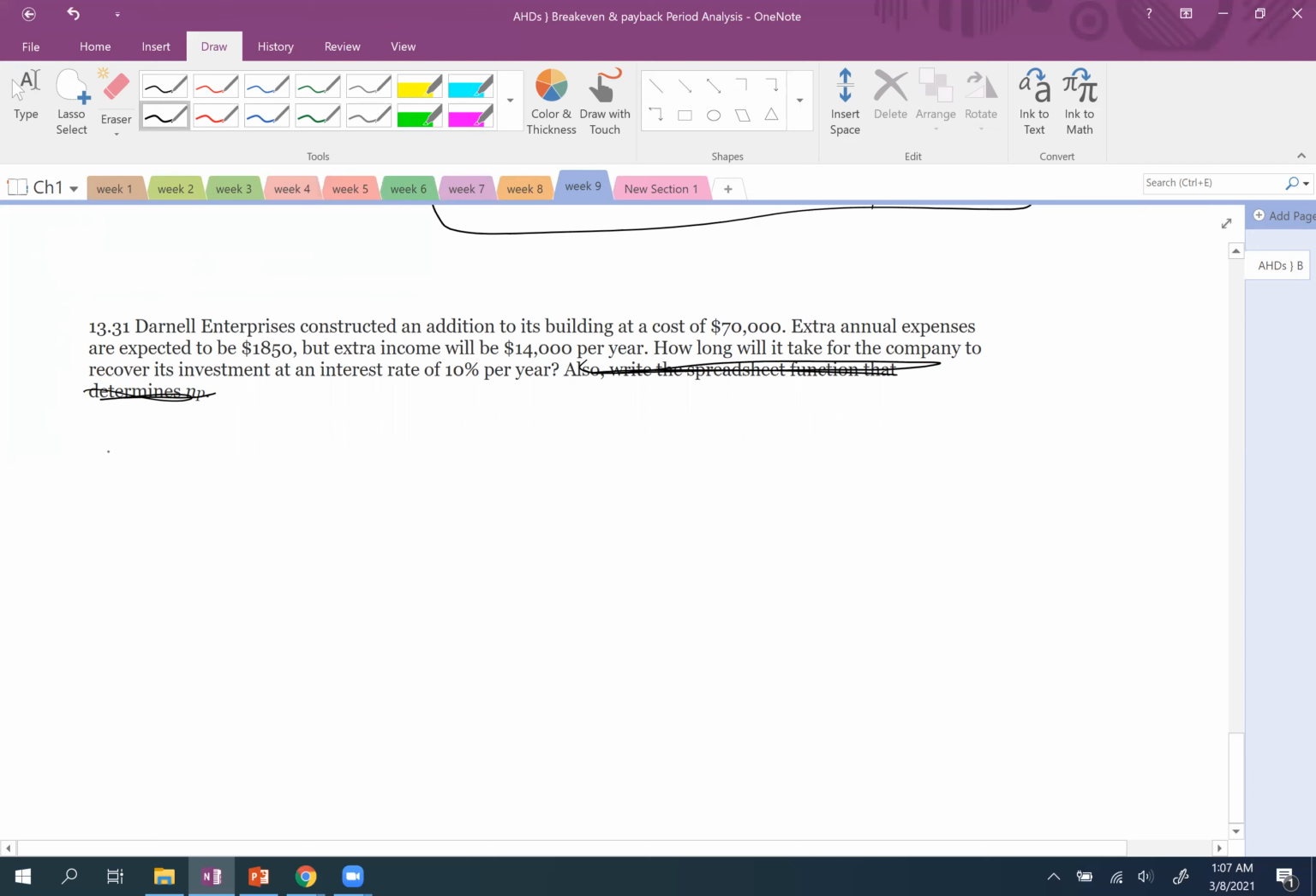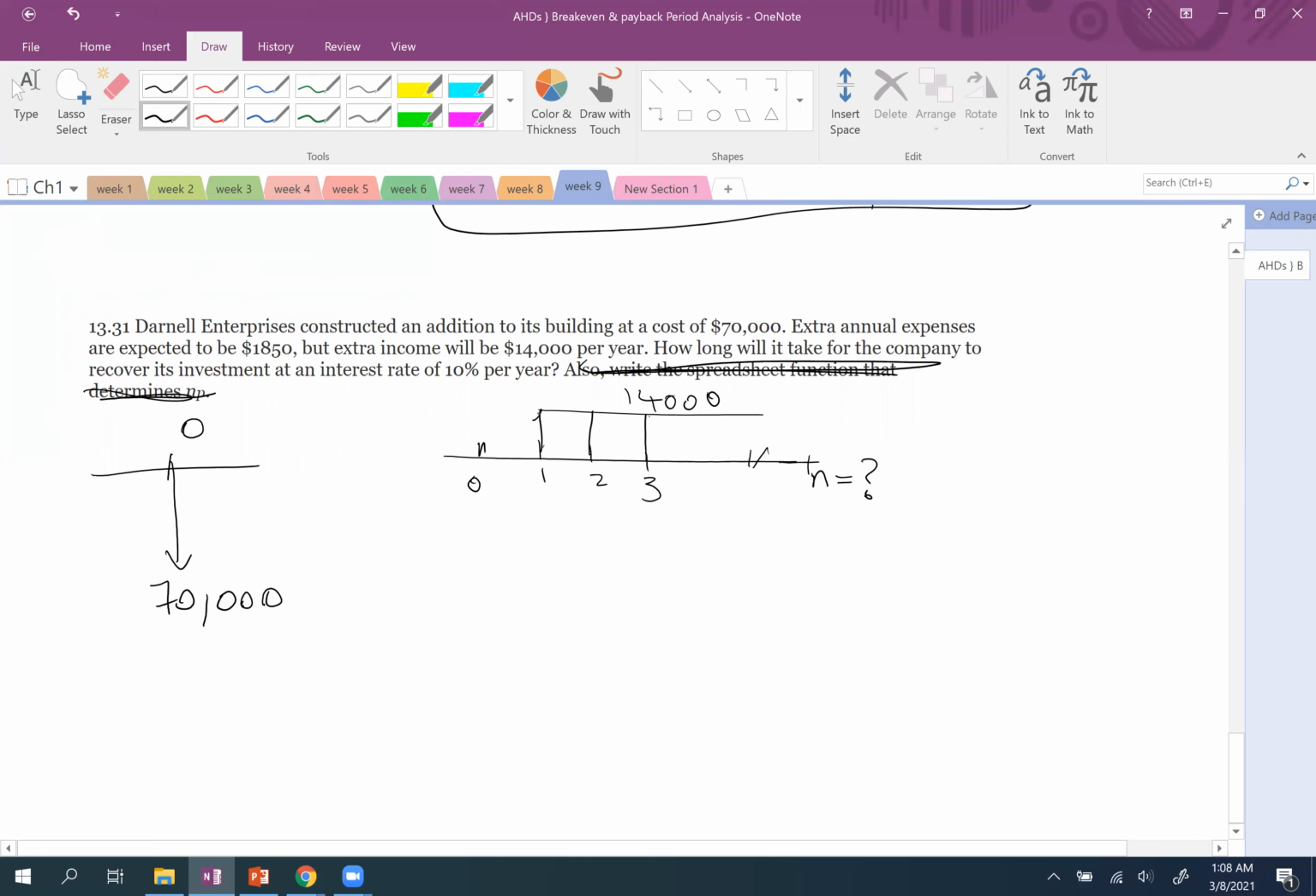Okay, so they have the cost of $70,000, and starting from year 1, 2, 3, probably up to some year that we call N, and I don't know when that is, I will have the income of 14K, and I have an annual expense of 1,850.